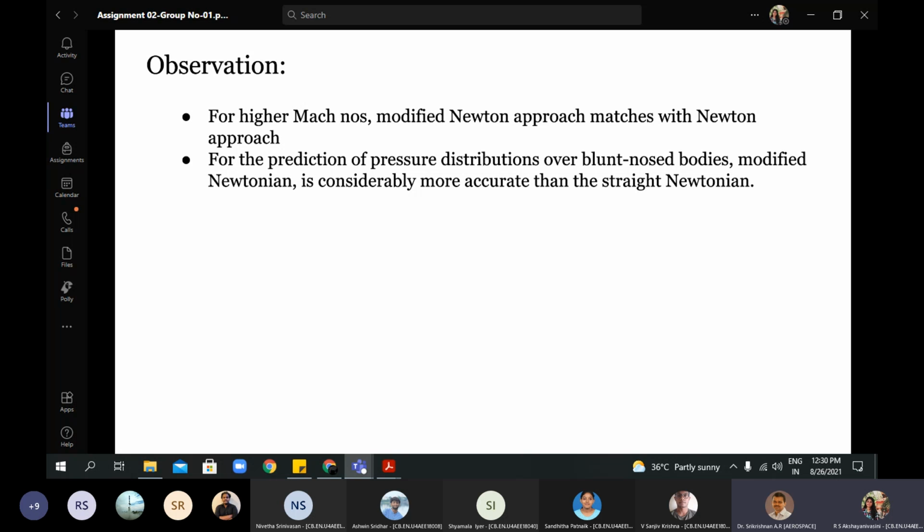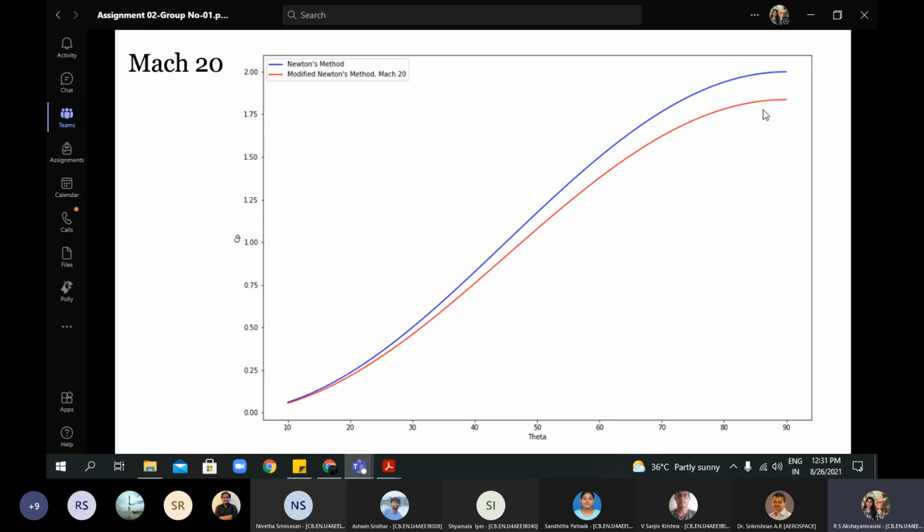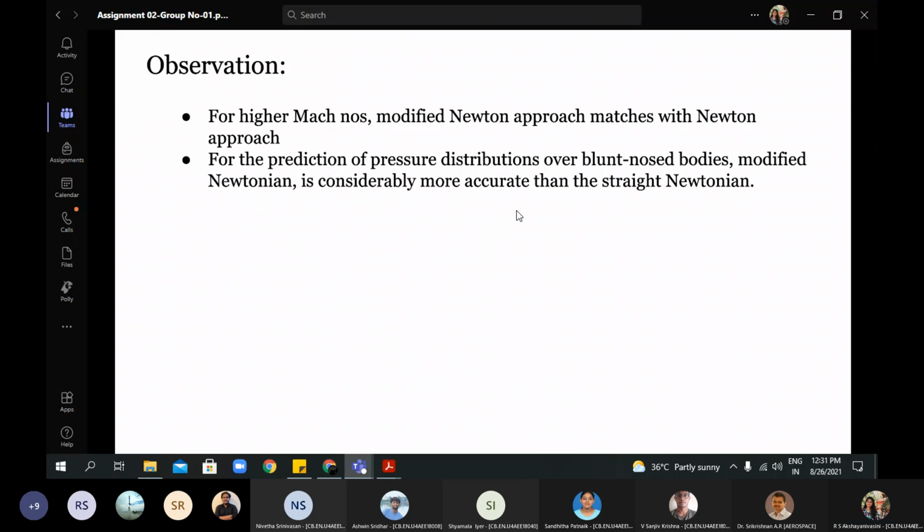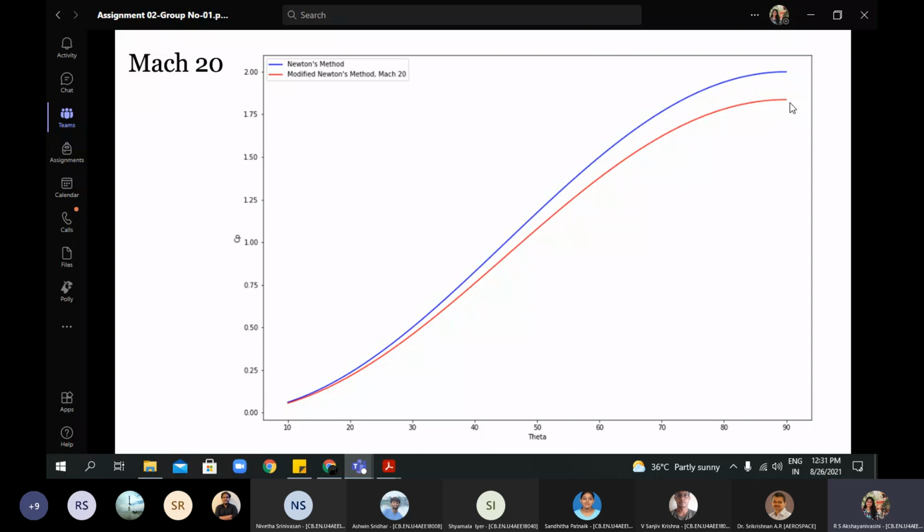Okay, the second point, what you have said, can you please explain what you're saying there? So what we have done is we've plotted the pressure distribution graphs, and the modified method is accurate compared to Newton's normal method. This one's lower. Now, okay, why do you say it is more accurate?